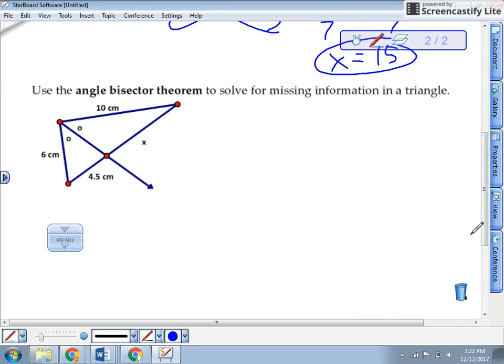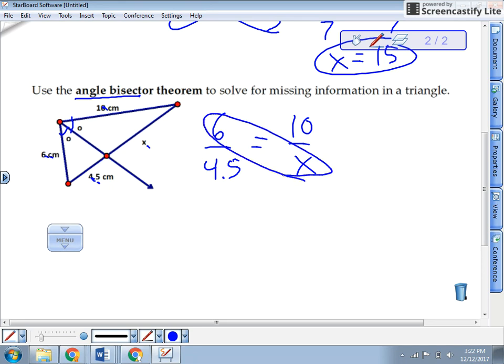Then the last one, if you get an angle bisector, we know that it bisects each angle, we know that they're equal, right there, there's the symbols for it. Then we can kind of compare the pieces that it divides proportionally. So I can say 6 is to 4.5, the pieces on the left side, as 10 is to X. From there, once you've got it set up, it's easy to solve, just cross multiply.